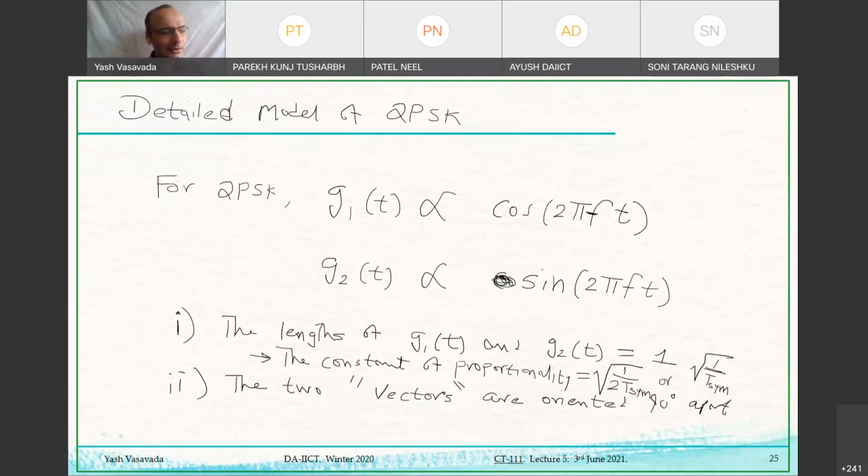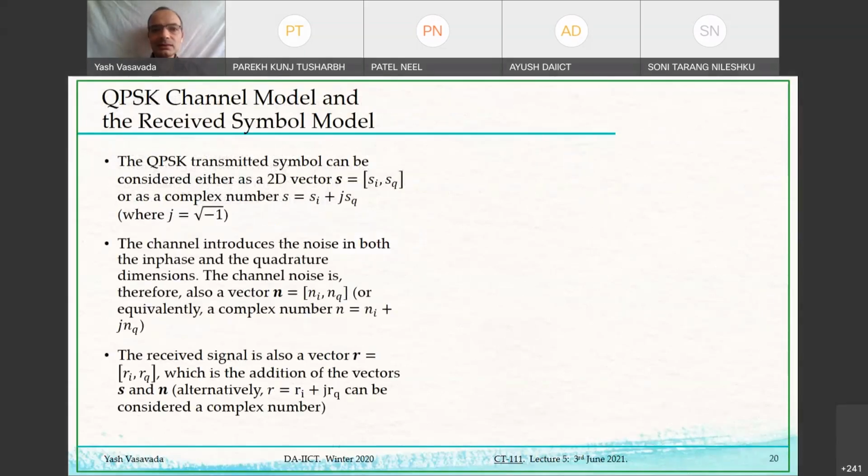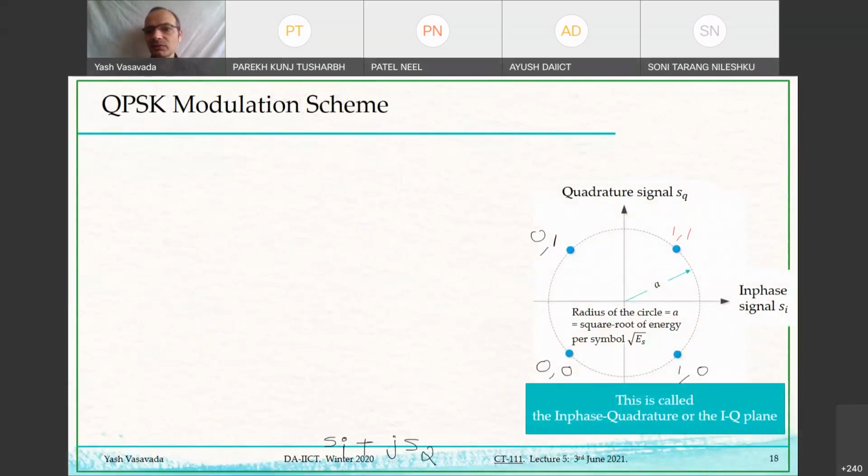And now, if I am transmitting, let us say, this particular symbol, which I will transmit if I get 2 bits as 1 and 1, then this will be a superposition of G1 of t and G2 of t. G1 of t is some constant of proportionality times cosine of 2 pi f t. G2 is the same constant of proportionality times sine of 2 pi f t. So I am actually adding cosine and sine waveforms together. Then the result will be a summation of cosine and sine, which I am adding together.